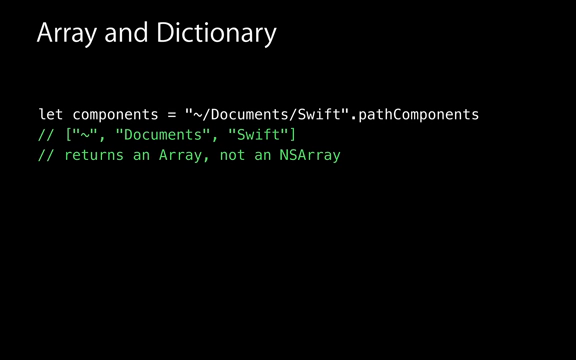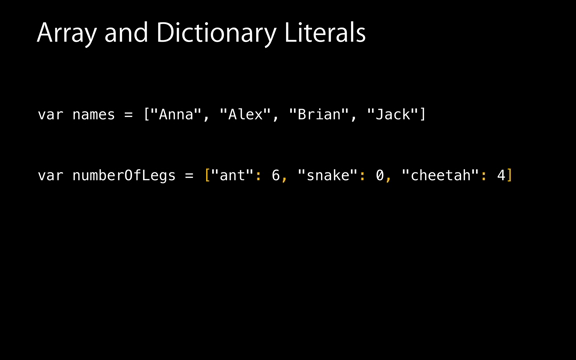Now, the easiest way to create a new collection is with a literal. And array and dictionary literals in Swift are very familiar from Objective-C. Arrays are just square brackets around the edge, commas between the items. Here we have an array of 4 string values, 4 names. Dictionary literals, also very familiar. Colons between the keys and values, commas between the key-value pairs, square brackets around the edge.